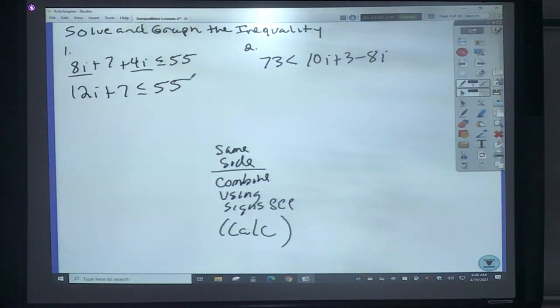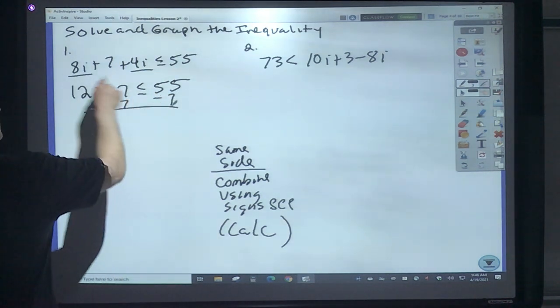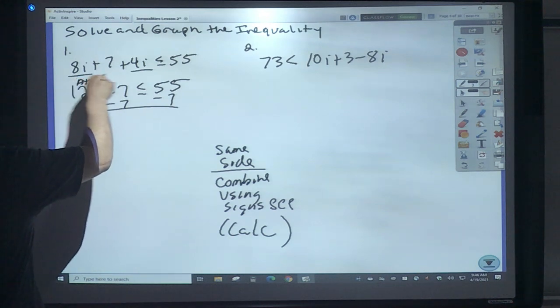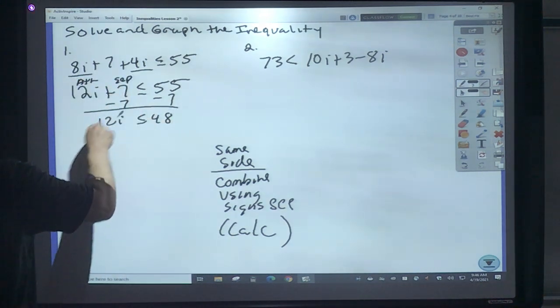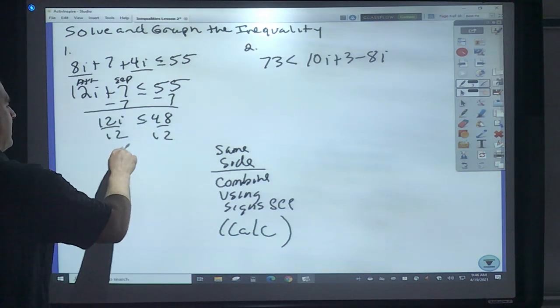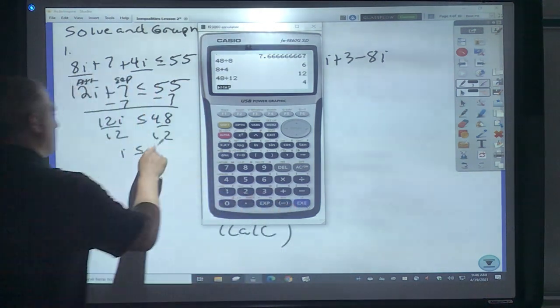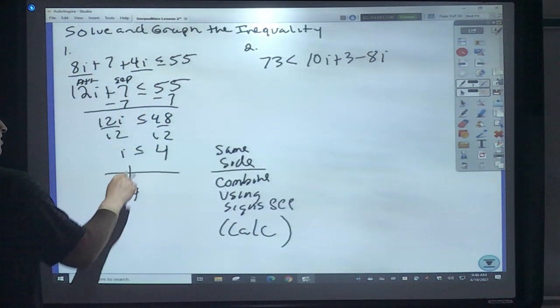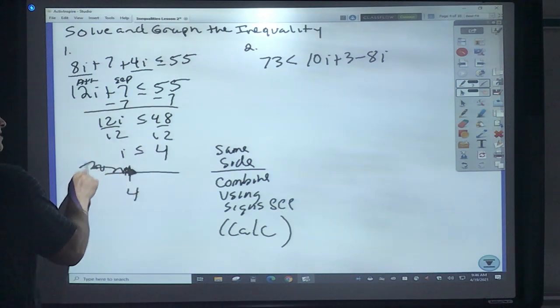Okay? All right, and now I would subtract my 7, because that's attached, now separated. So it's going to be 48 and 12i and divide by 12. I is less than or equal to whatever 48 divided by 12 is, 4. Okay, this would be a closed circle, and since it's eating the number, I would shade this way.